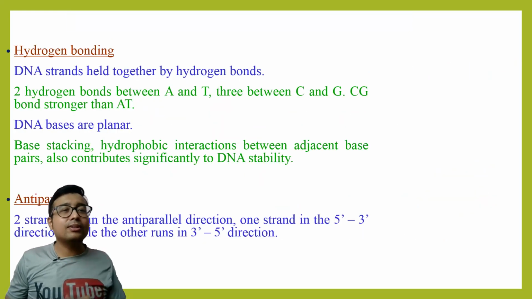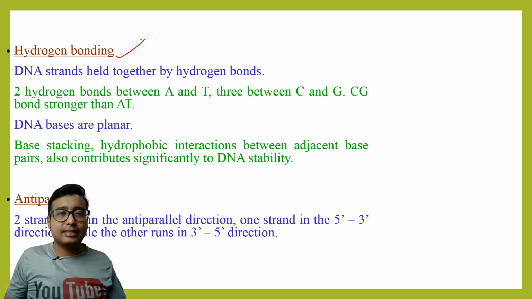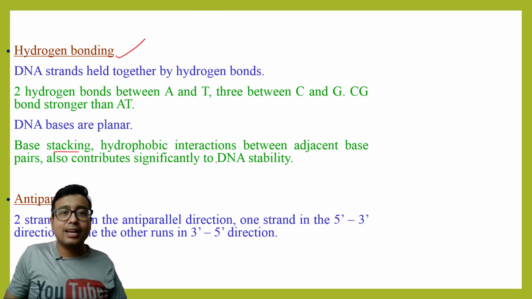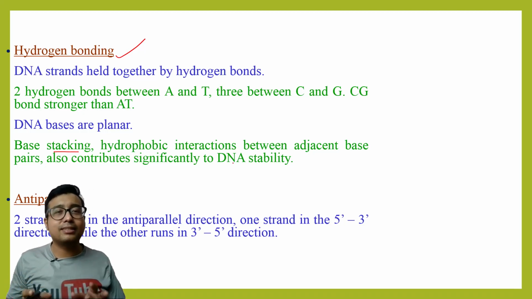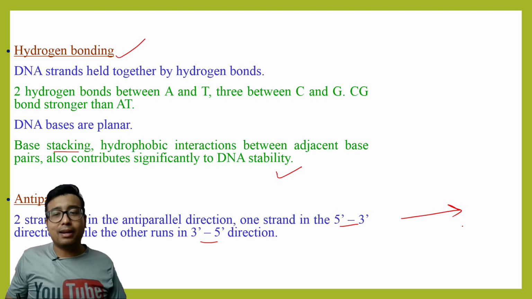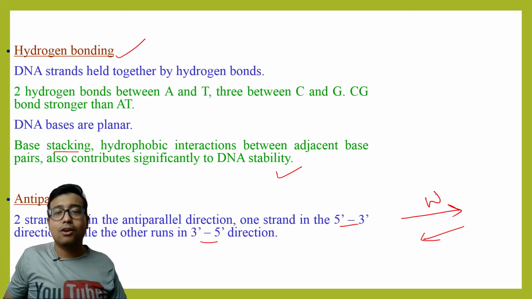Next, the non-covalent bonds are hydrogen bonds: 2 between A and T and 3 between C and G. Apart from that, base stacking that I told you about, pi-pi interaction and hydrophobic interaction between the adjacent bases, also act to stabilize the DNA. I told you that one strand is 5' to 3' and the other strand is 3' to 5'. So they are known as anti-parallel. Of course they are parallel, but their directions are different. This strand is known as the Watson strand and the 3' to 5' strand is known as the Crick strand.